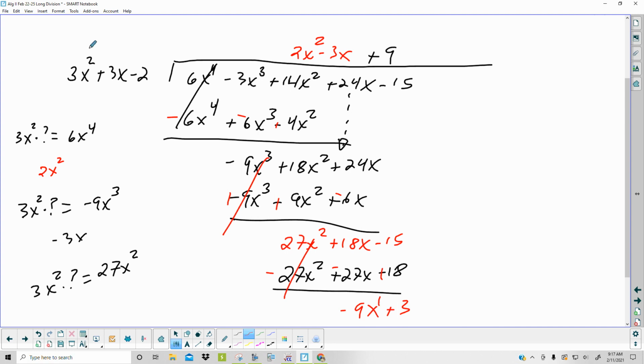And what I need to tell you is the degree is the biggest exponent of this is 1. The degree of what you're dividing by is 2. When the degree of what's left is smaller than the degree of what you're dividing by, you're done. All of this is your remainder. All of that's your r. So your answer is 2x squared minus 3x plus 9.